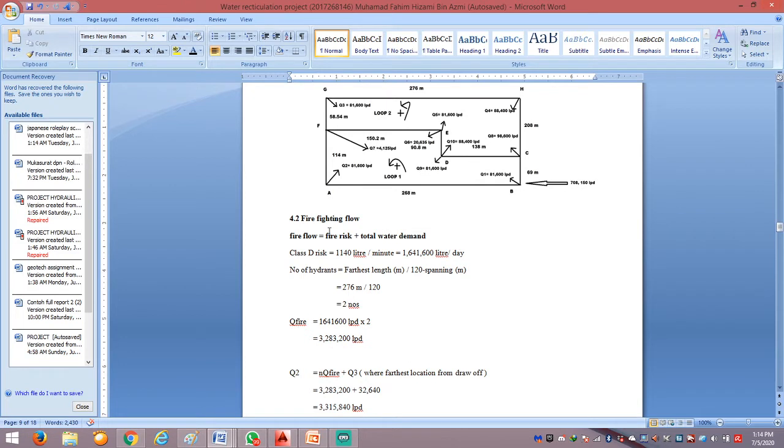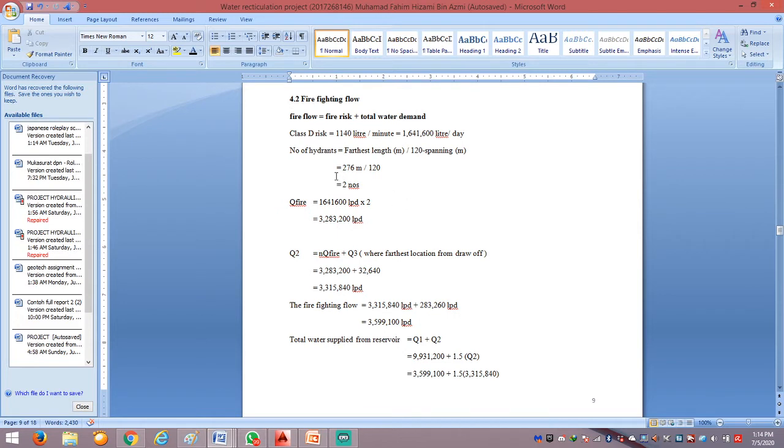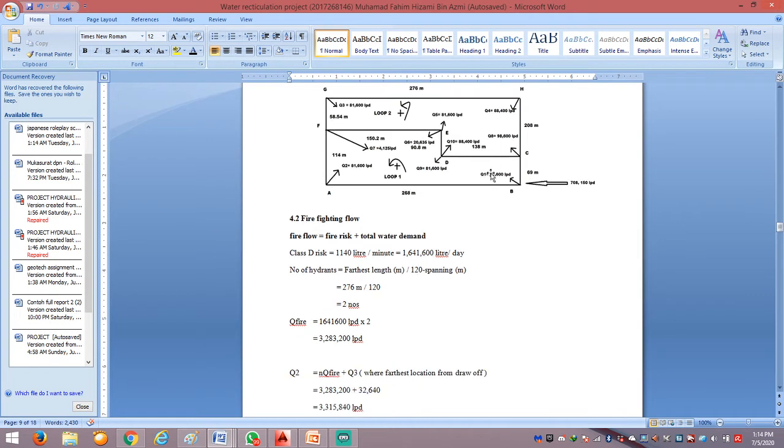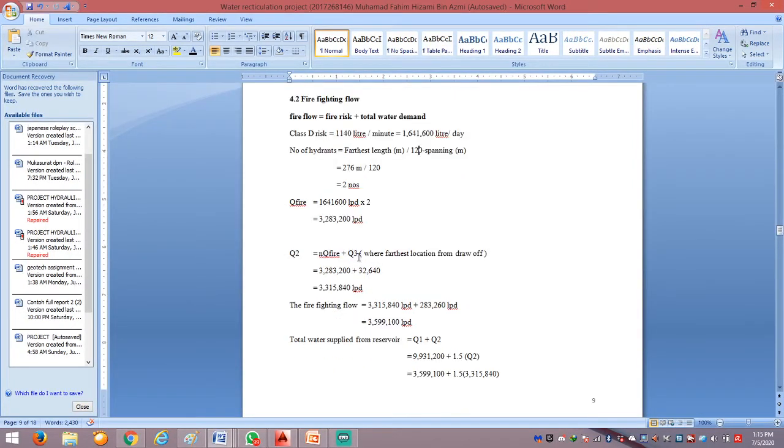Next I calculate the firefighting flow. The firefighting flow formula is fire risk plus total water demand. I choose class D risk, as given in the table. Then I convert to liters per day, which is 1,641,600 liters per day. Then I calculate the number of fire hydrants to get the Q fire. The number of fire hydrants I took from the longest pipe length, and I divide it by the 120 spacing. So I get 2 nos, and I multiply by the class D risk to get the Q fire.